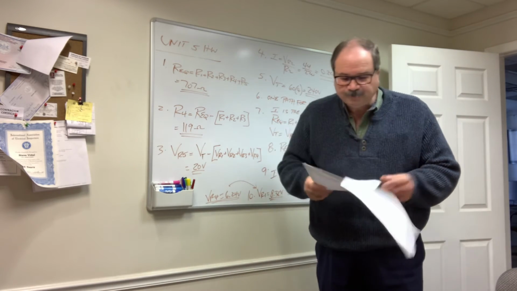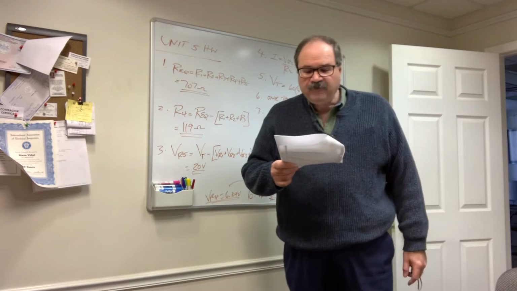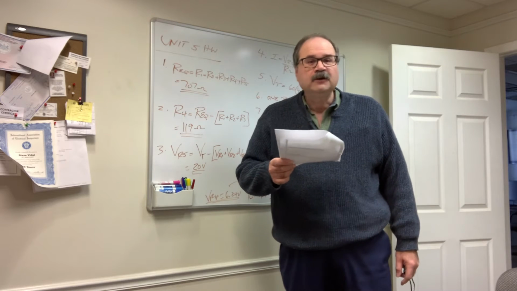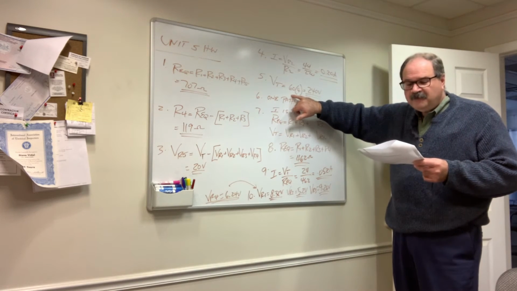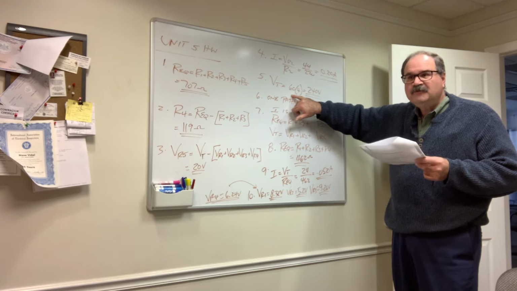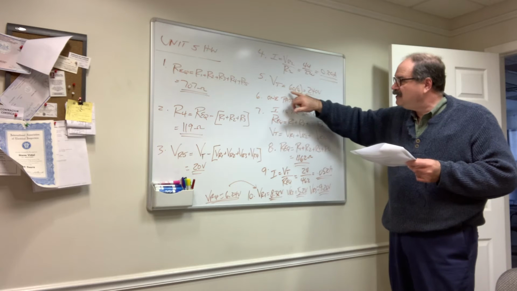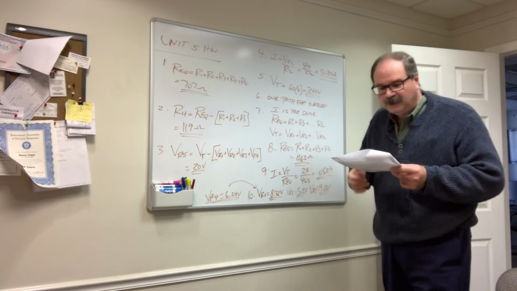Question 5. A circuit has 4 resistors connected in series. If each resistor has a voltage drop of 60 volts, what is the voltage applied to the circuit? Each resistor has a voltage drop of 60 volts. There's a quantity of 4, so we simply have to multiply 60 times 4. 240 volts would be the total applied voltage.